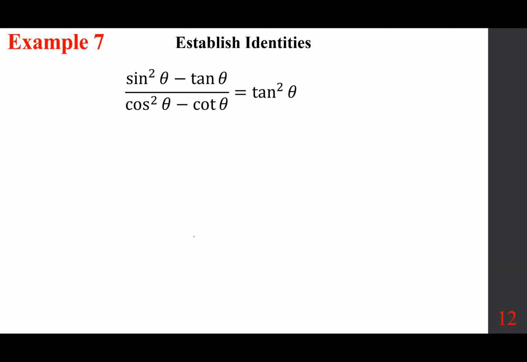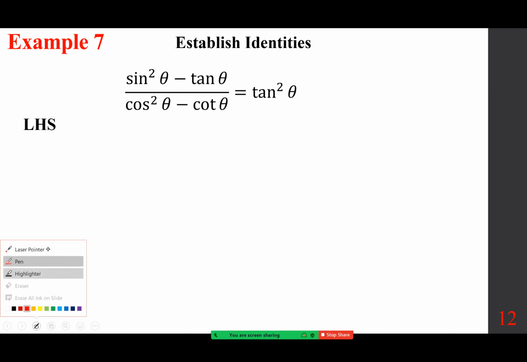We want to establish the identity (sine squared theta minus tan theta) over (cosine squared theta minus cotangent theta) is tan squared theta. Clearly, the left-hand side is the more complicated side. So we look at each term and we notice we have tangent and cotangent. Let's change those. Tangent we are going to change to sine over cosine. Cotangent we are going to change to cosine over sine.